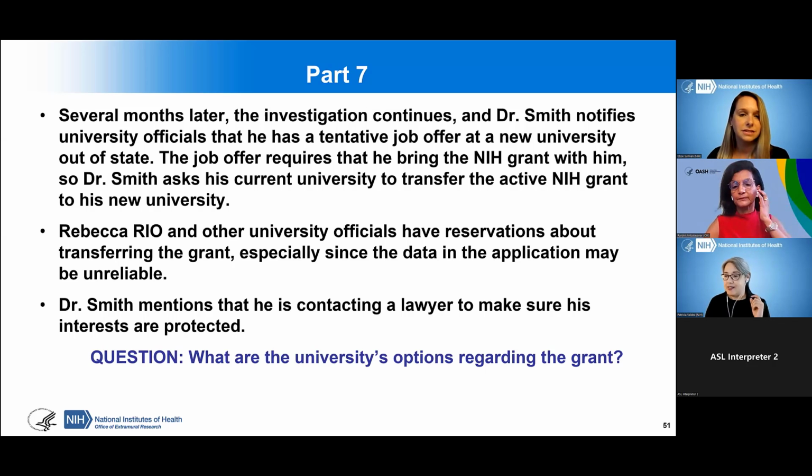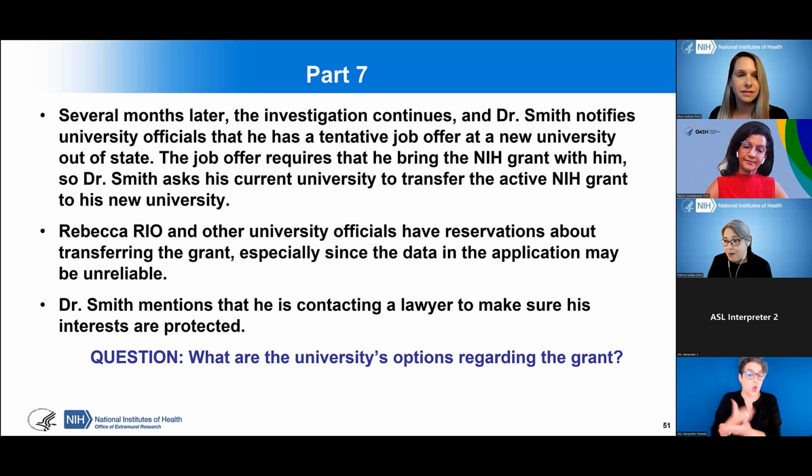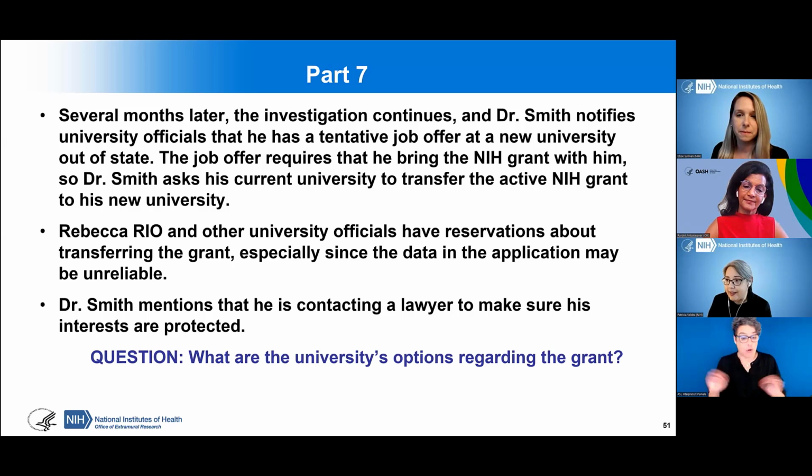The other option is the institution can decide to keep the grant. If they do decide to keep the grant, they will have to identify a new PI and again get prior approval from the NIH for that new PI to work on the grant. Now, if they don't have anybody with the expertise who could serve as PI, then they could think about terminating the grant. This would be what's called a bilateral termination, which means there's an agreement between the NIH and the institution that the grant will be terminated. So those are some of the options.